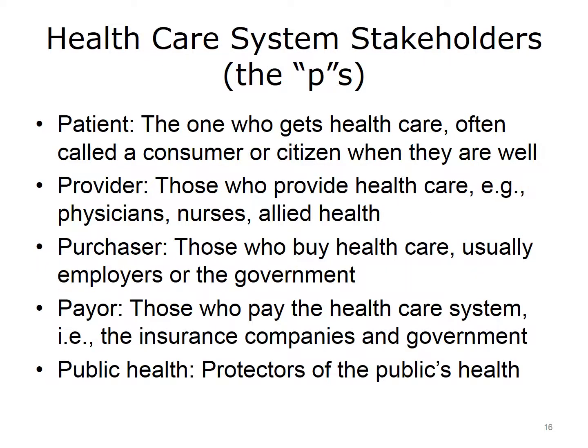Another important aspect of healthcare systems is to understand the different stakeholders, all of whose names start with the letter P. First and foremost, obviously, is the patient, the one who gets health care. Sometimes this individual may be referred to as a consumer or citizen, especially when they are well, and not a patient seeking care in the health system. There are also providers, although some take issue with that term, but that is an umbrella term for all of those people and organizations who provide healthcare professionally. This includes physicians, nurses, allied health professionals, and others.